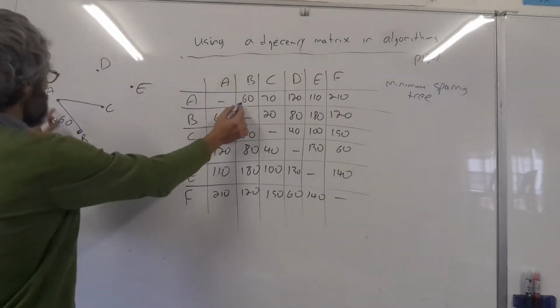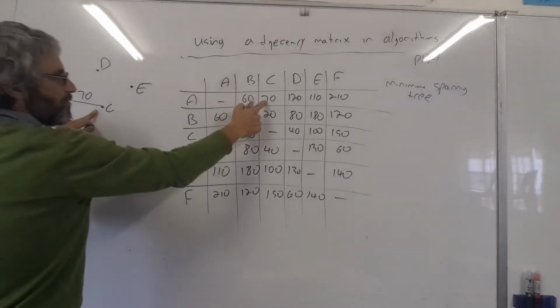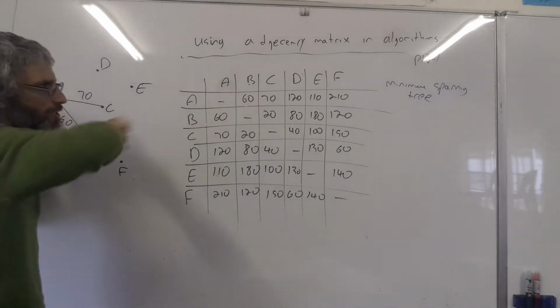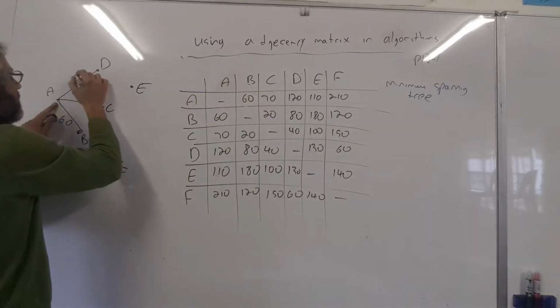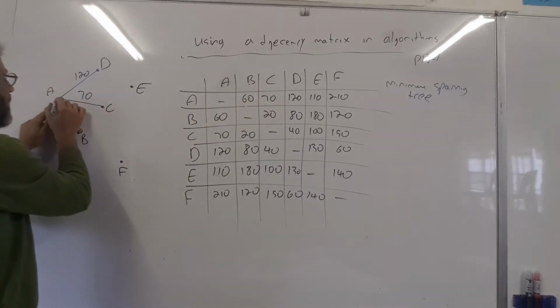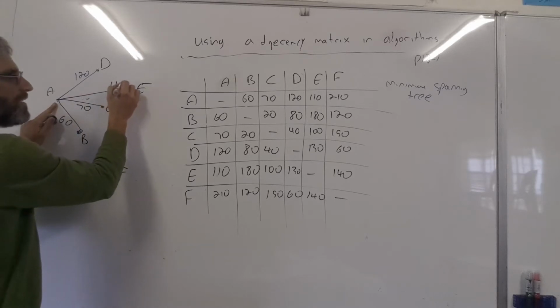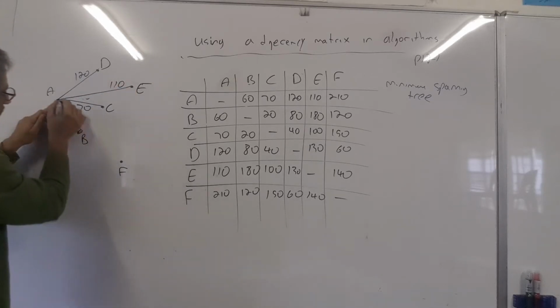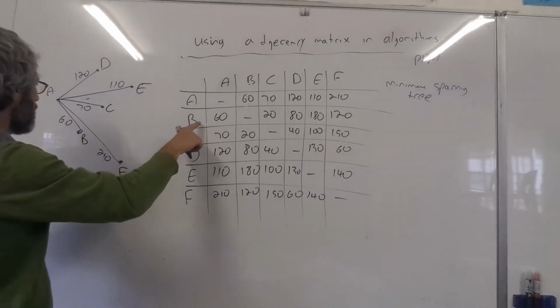So A to B is 60. A to C is 70. Just reading from A, I'm plotting all the lines. A to D is 120. A to E is 110. Okay, and then I move that 70 here so I don't have to cross here. And A to F is 210.